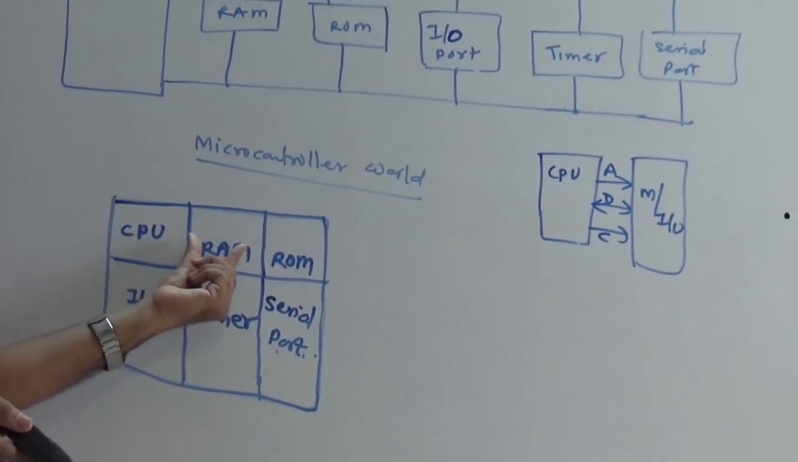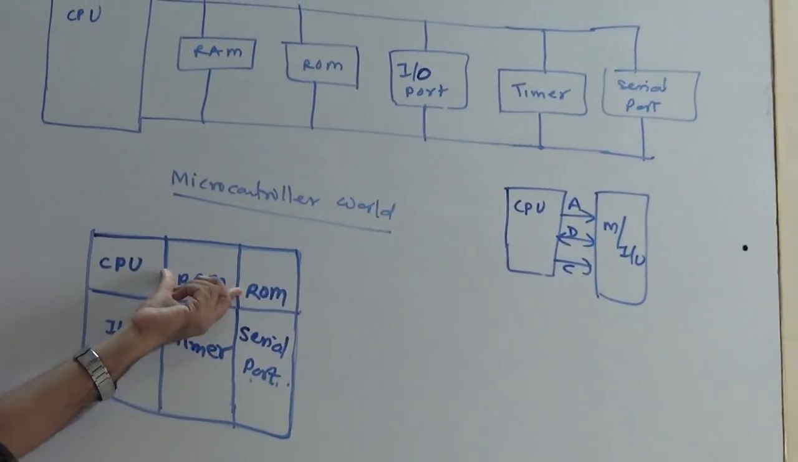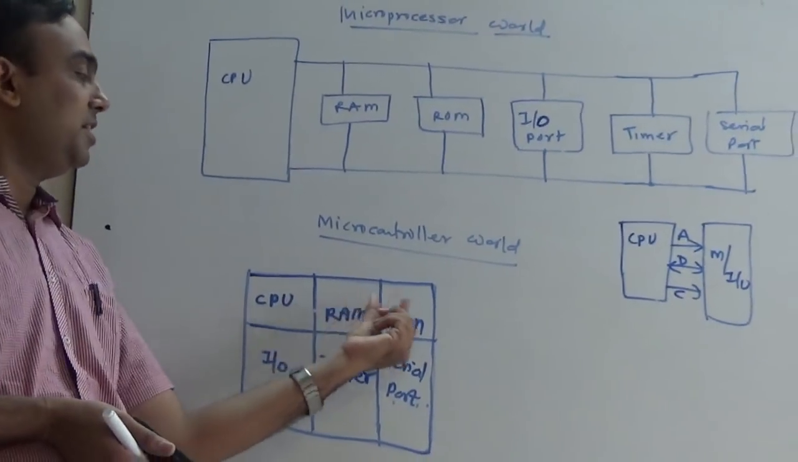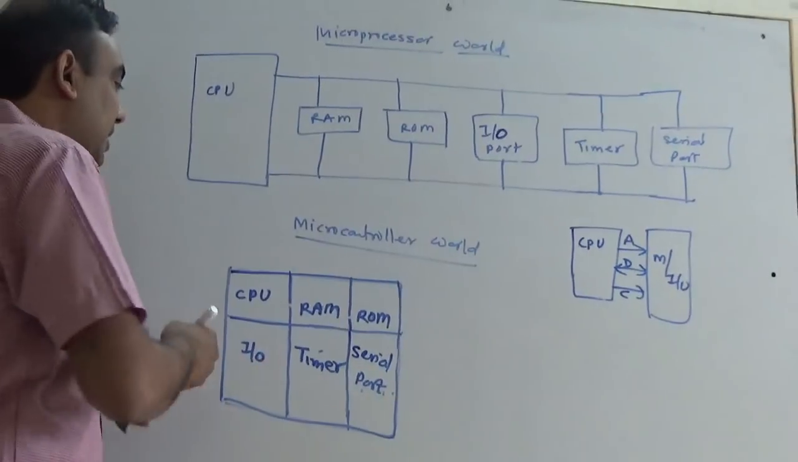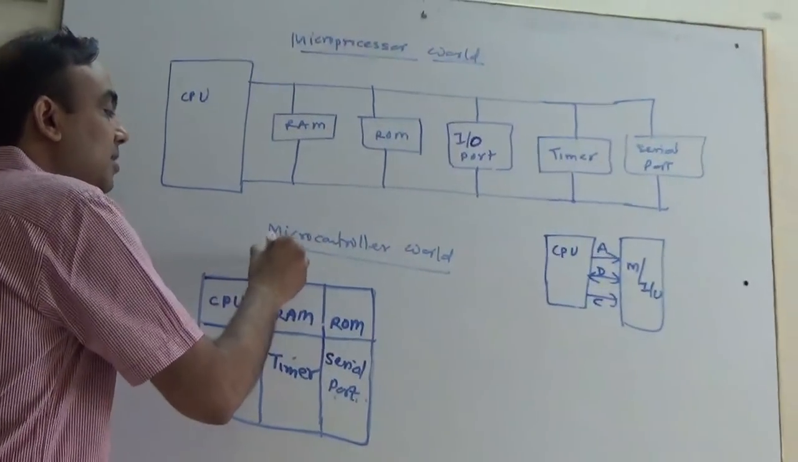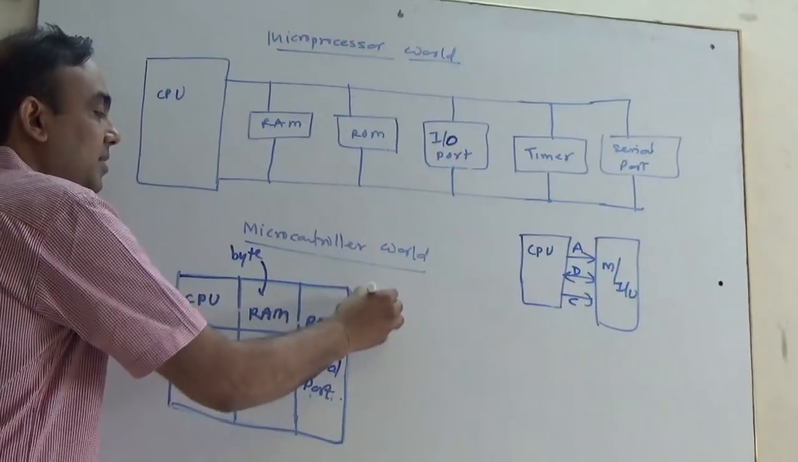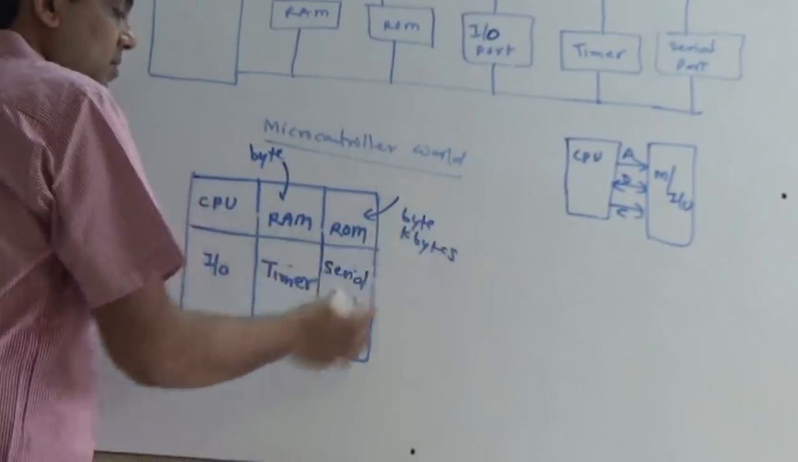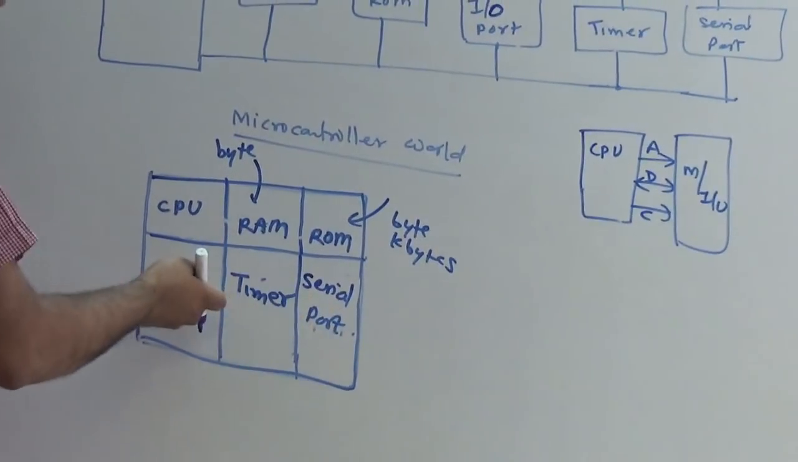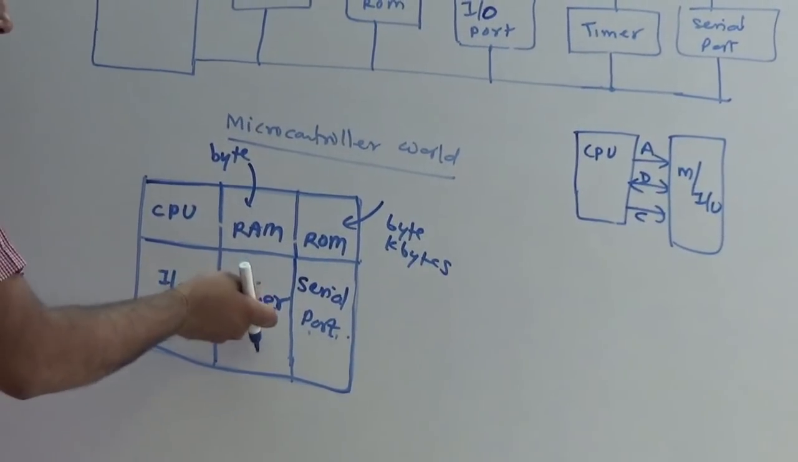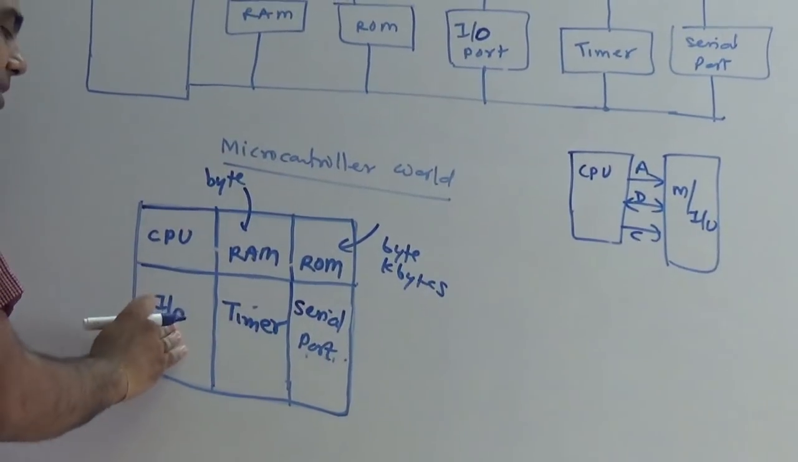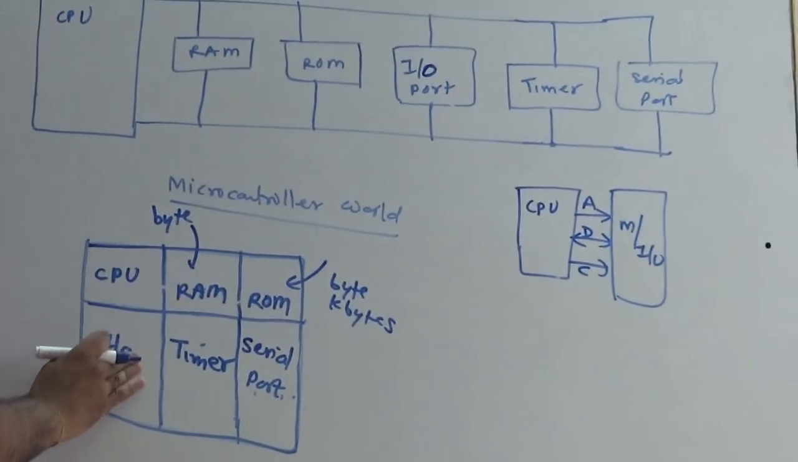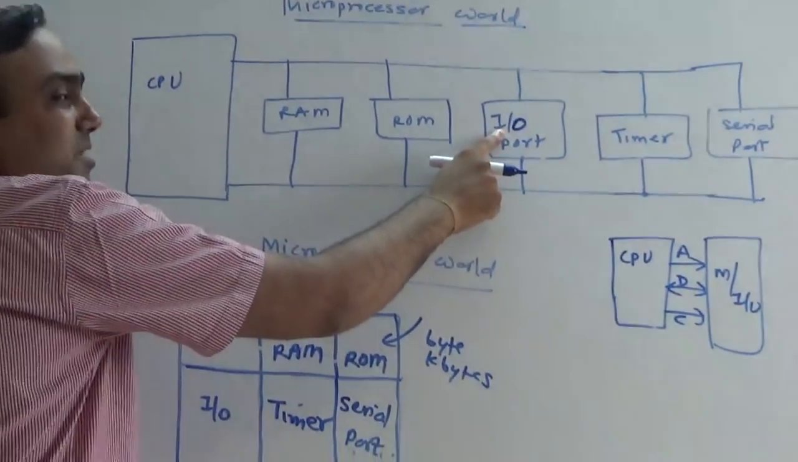Okay, so if it is a single chip solution, it may be possible that we have very limited RAM, very limited ROM. RAM may be in bytes or kilobytes. Okay, we have a serial port, we have IO ports, timer, and all that. But these IO ports are not as capable as specialized IO ports.